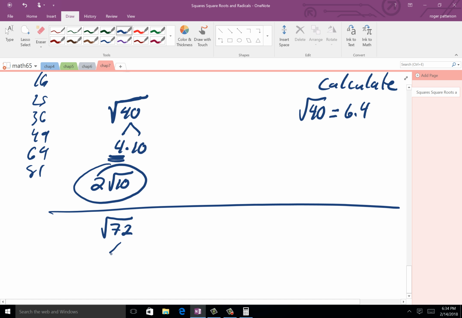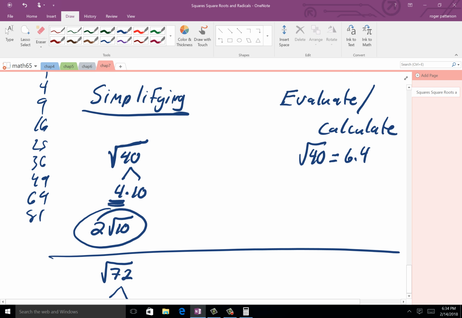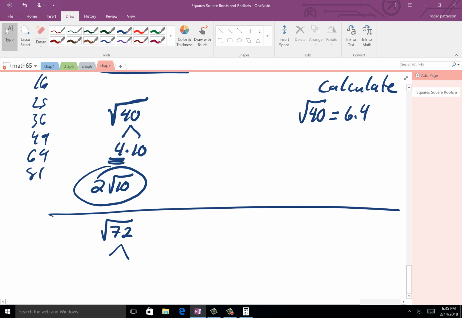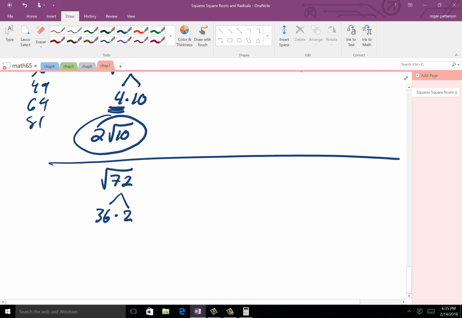So here we go. What's the largest number that goes into 72? 36. So 36 goes in there how many times? 2. Okay, so now what's the square root of 36? The 6 comes on the outside, 2 stays on the inside.